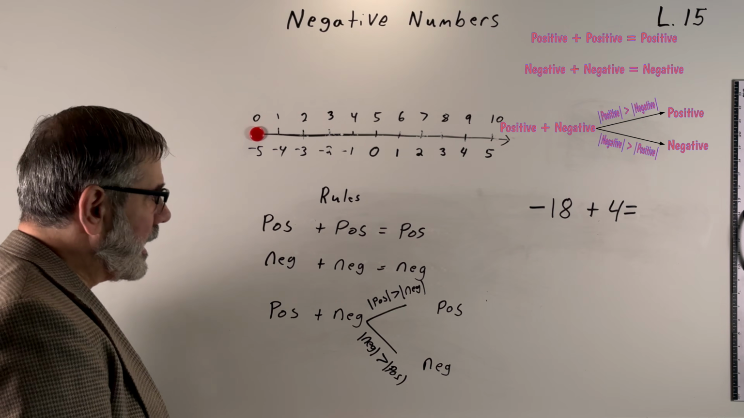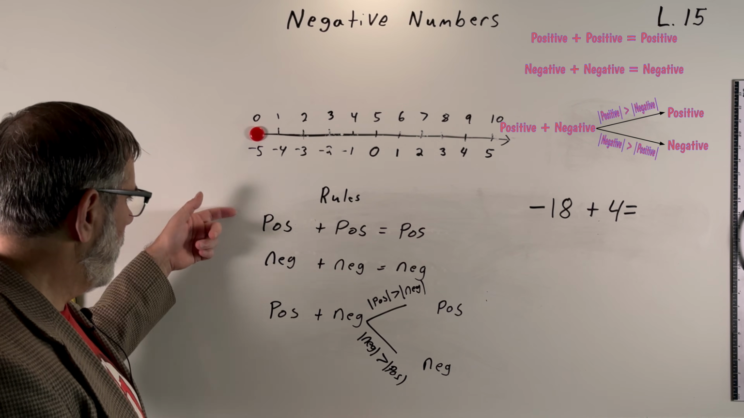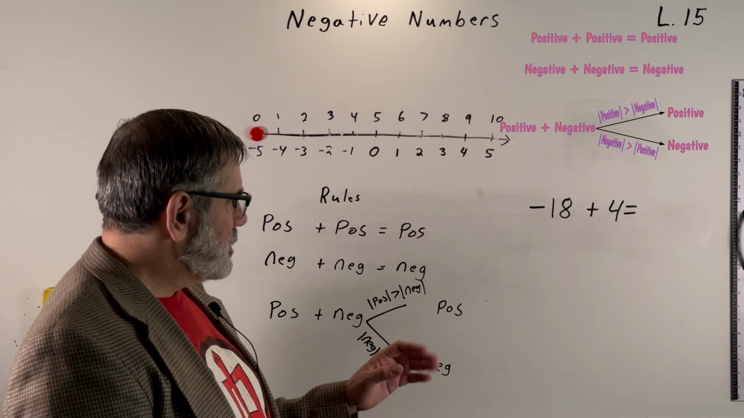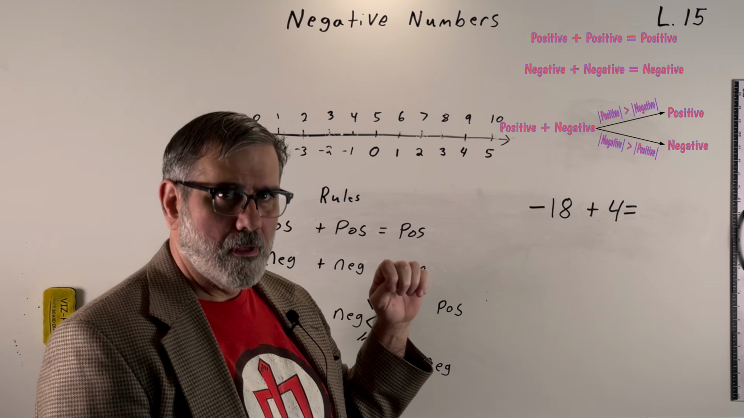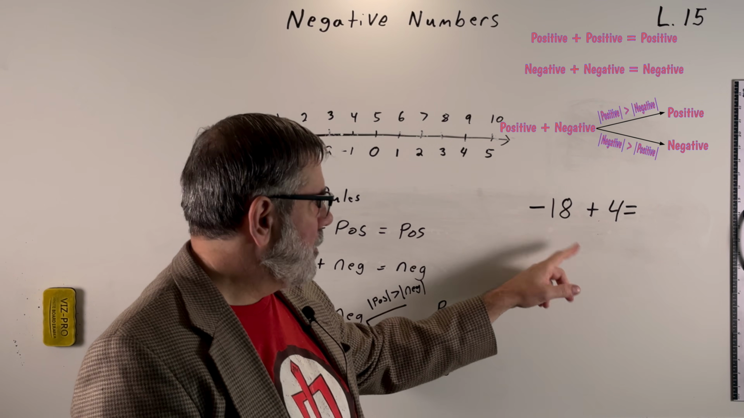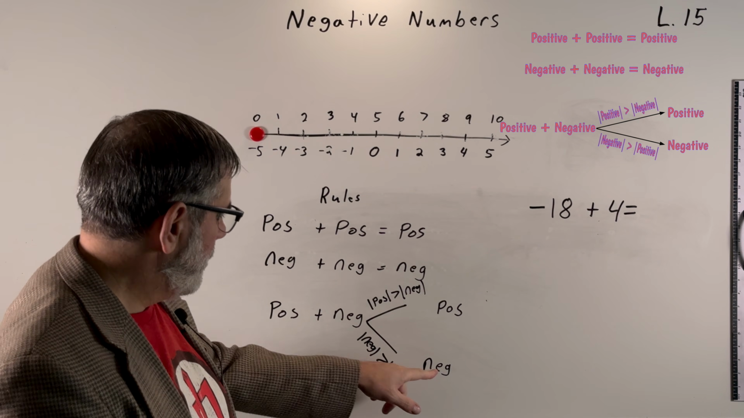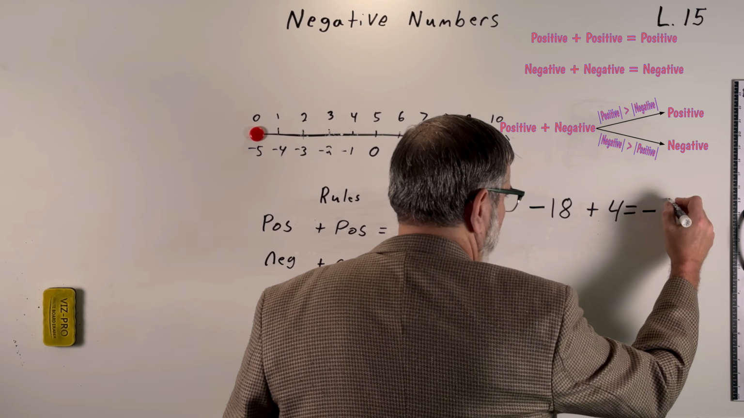So here we have a negative number plus a positive number. So we're going to use this rule here, rule number 3, I guess it is. And so the question we have to ask is, the absolute value of the negative number, is that greater than the absolute value of the positive number, or vice versa? And we see that the absolute value of minus 18, which is 18, is bigger than the absolute value of plus 4, which is 4. Therefore, we're going to have a negative number answer. So we can go ahead and put the sign on here.